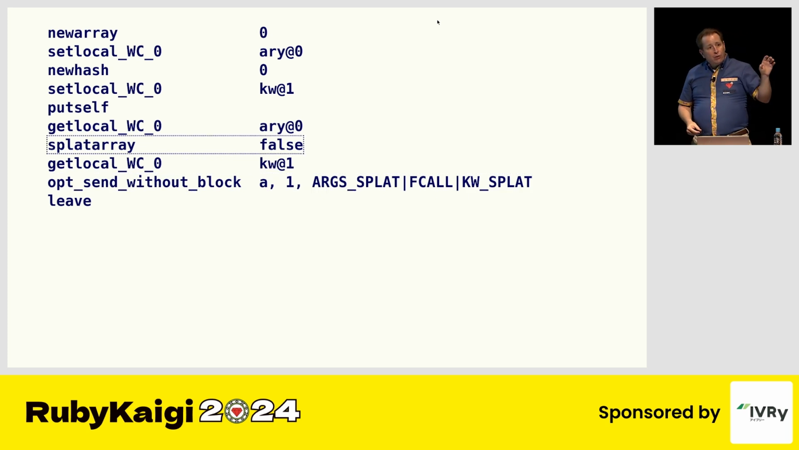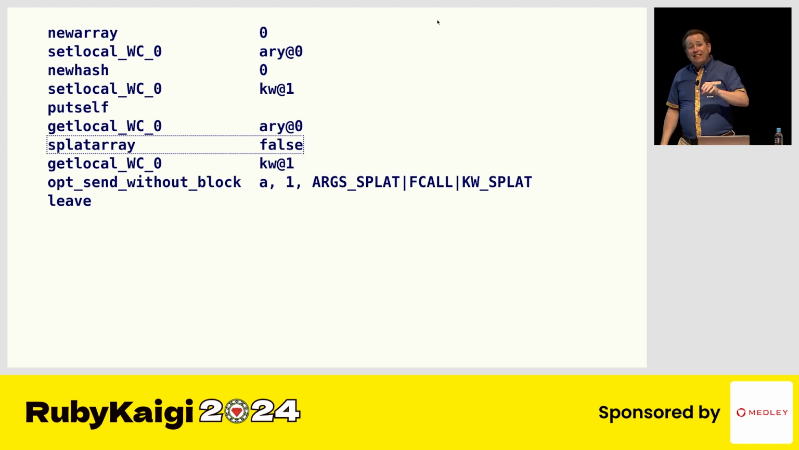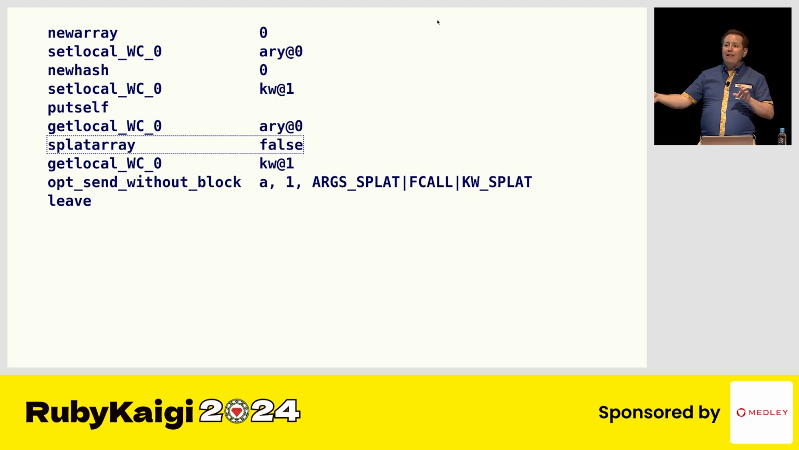My first change to reduce implicit allocations was making this particular change. After Sasada-san's changes, this instruction still used splatarray true, which will allocate a new array. I determined it was unnecessary to allocate a new array in this case, because Ruby is no longer appending the keyword splat to the array. So I changed it to use splatarray false, and that made the call allocationless.